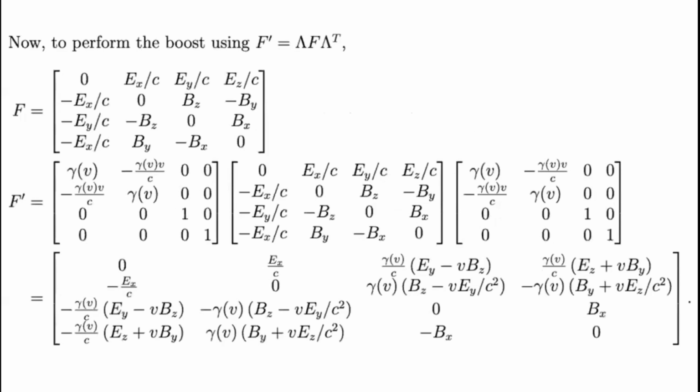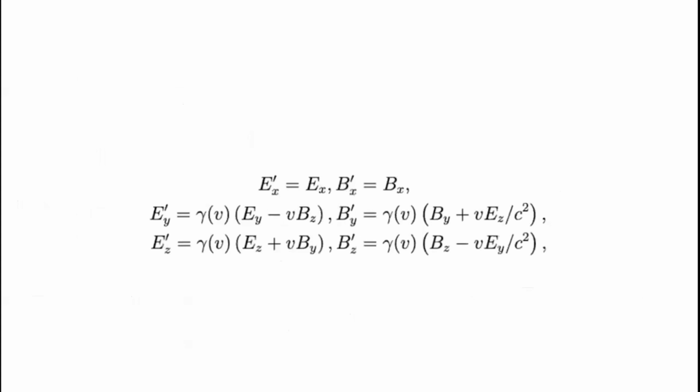Now we'll be performing the boost using the previous equation that we found. There's a lot of matrix algebra, so I'm not going to go over every step, but at the end we have that F prime is equal to this whole matrix here at the bottom. Relating the quantities in the F matrix to the quantities in the F prime matrix, we can get our transformation rules from F prime to F, which in this case would be EX prime is equal to EX, BX prime is equal to BX. And then these are the quantities for EY prime and EZ prime, as well as BY prime and BZ prime.